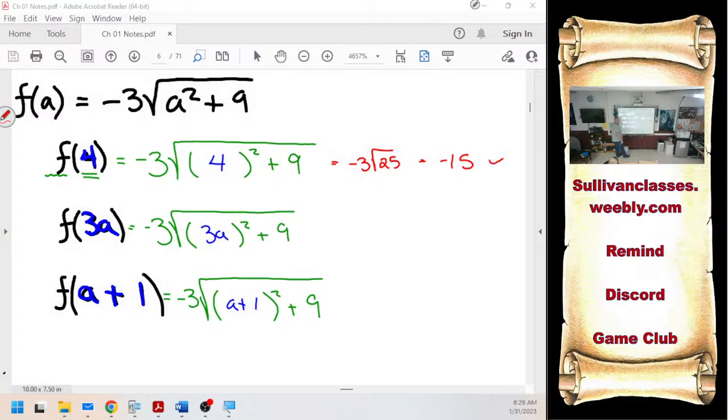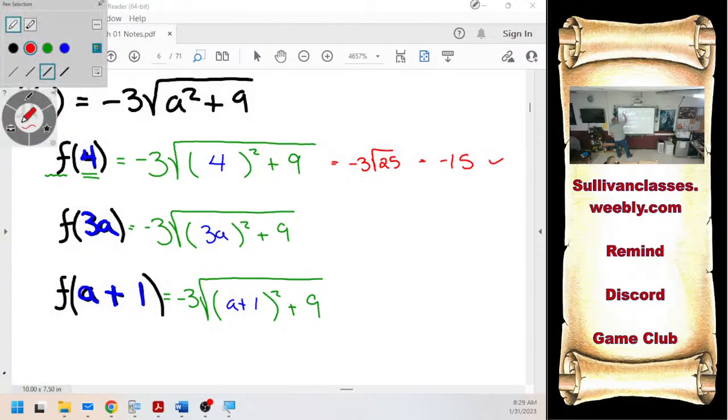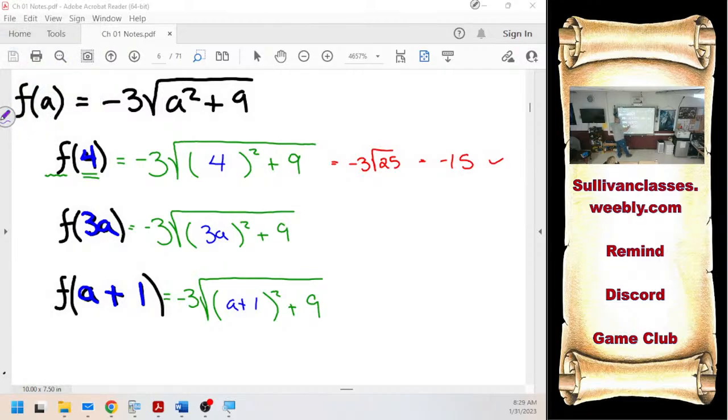Contestant 2. Let's see who goofed it. 3a, we said yesterday, make sure you put them in parentheses. Don't square like a freshman. That is not 3a squared. What is it? 9a squared, right? So -3 by square root of 9a squared plus 9.